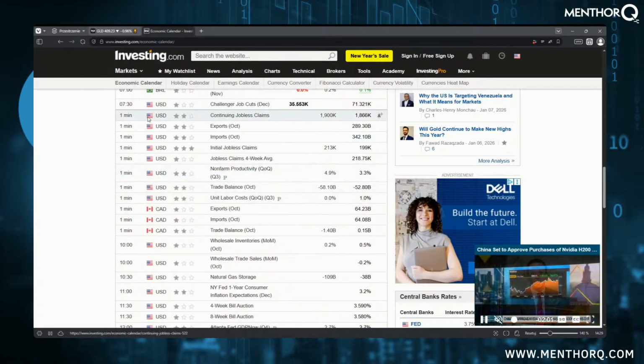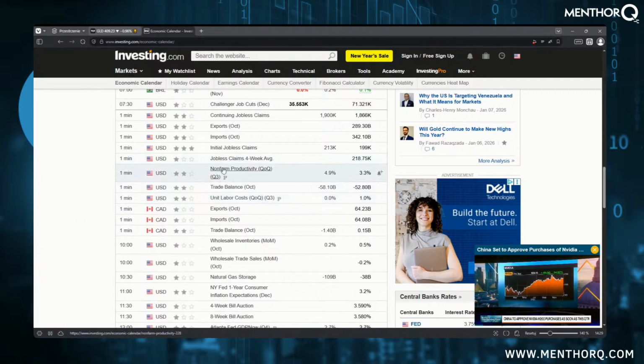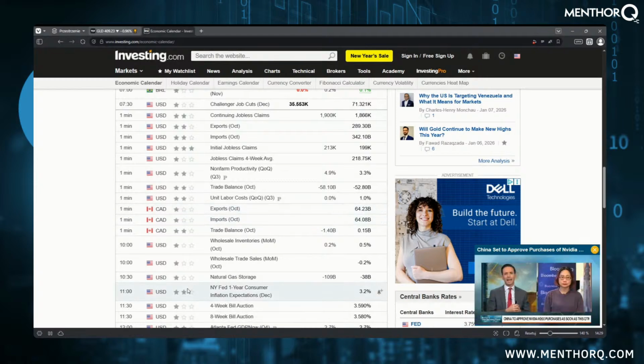Right now waiting to see what kind of data we will get, because this is important. As you can see, we have 3 stars and 2 stars. So this should push pressure not only on gold, but also on the yields, the bonds, the indices, and not only.